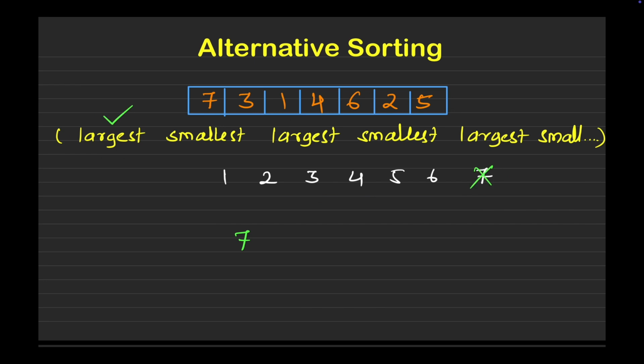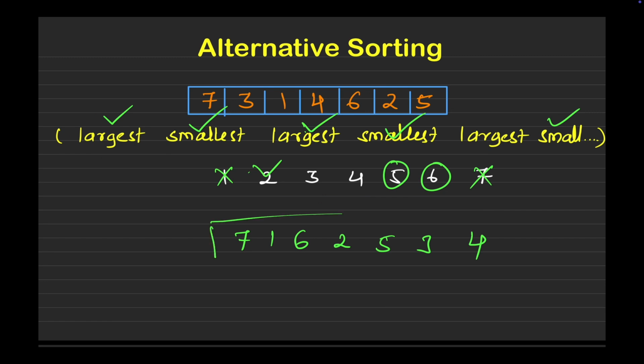Now I need a smallest. Since the array is already sorted in increasing order, my smallest will be present at its first position, so I will simply print 1. Now I am done with the smallest and I want the largest. So largest is 6, I will print 6. Now I want the smallest, I have 2. Now I want the largest, I have 5. Now again smallest, I have 3, and the remaining is 4. So in this way we need to rearrange the elements present in my array. I hope you got the approach of how we can rearrange the elements.